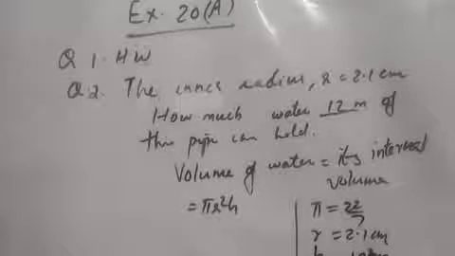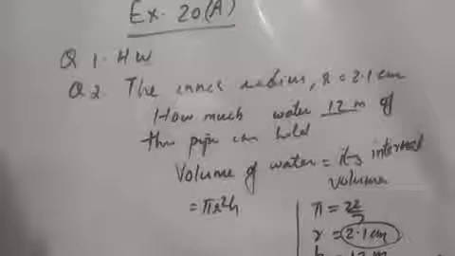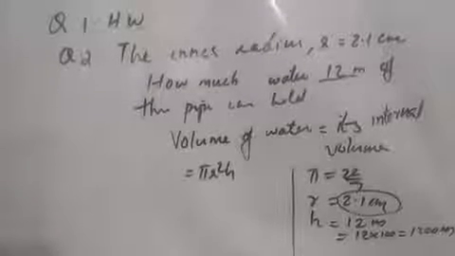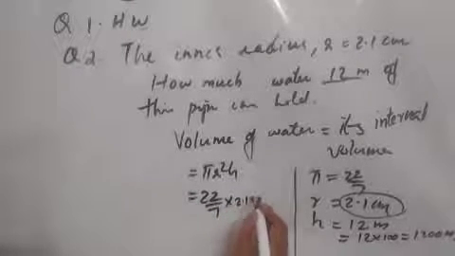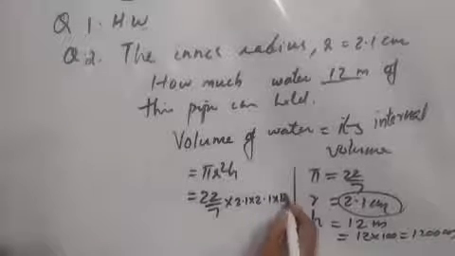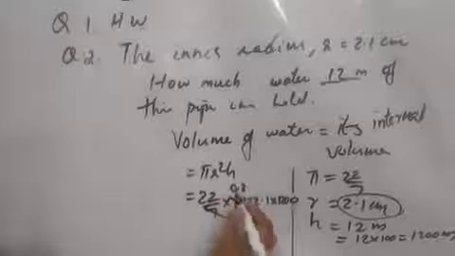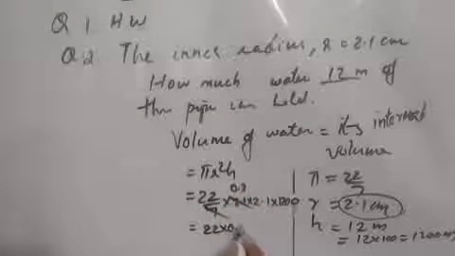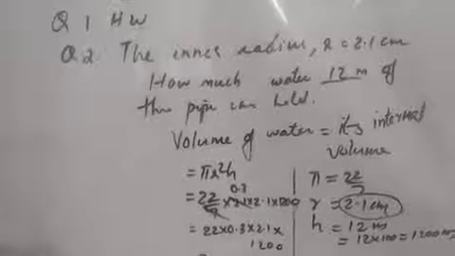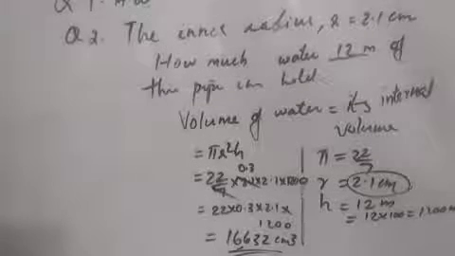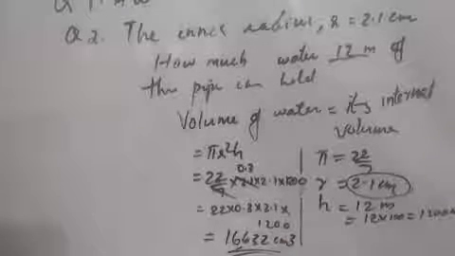You have to convert this unit into centimeter. 12 into 100. 1200 centimeter is the height of the pipe. So the volume is 22 by 7 into 2.1 into 2.1 into 1200. Cancel out the 7 and 0.3. Multiply 22, 0.3, 2.1 and 1200. You will get the volume of the pipe. That is equal to 16,632 centimeter cube. That is the volume of water in the pipe.